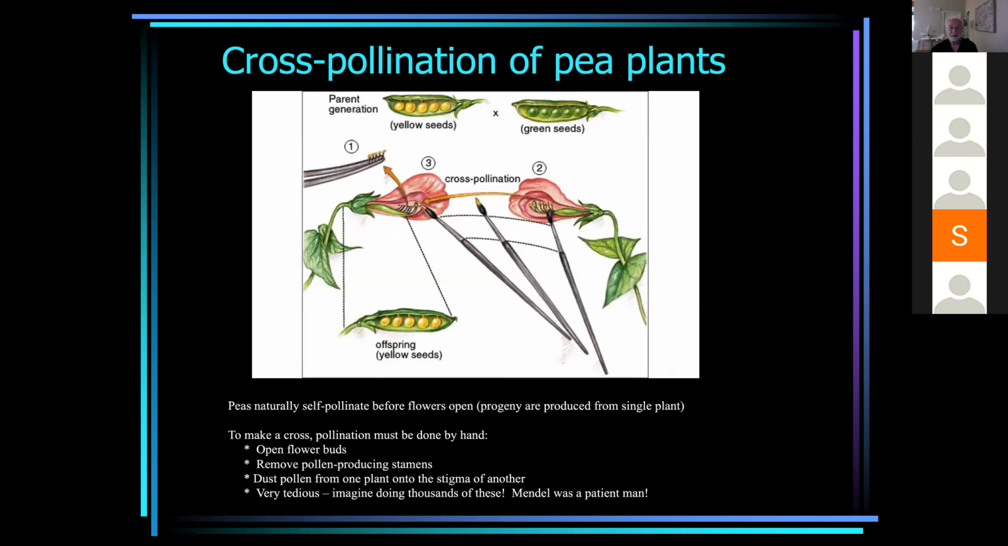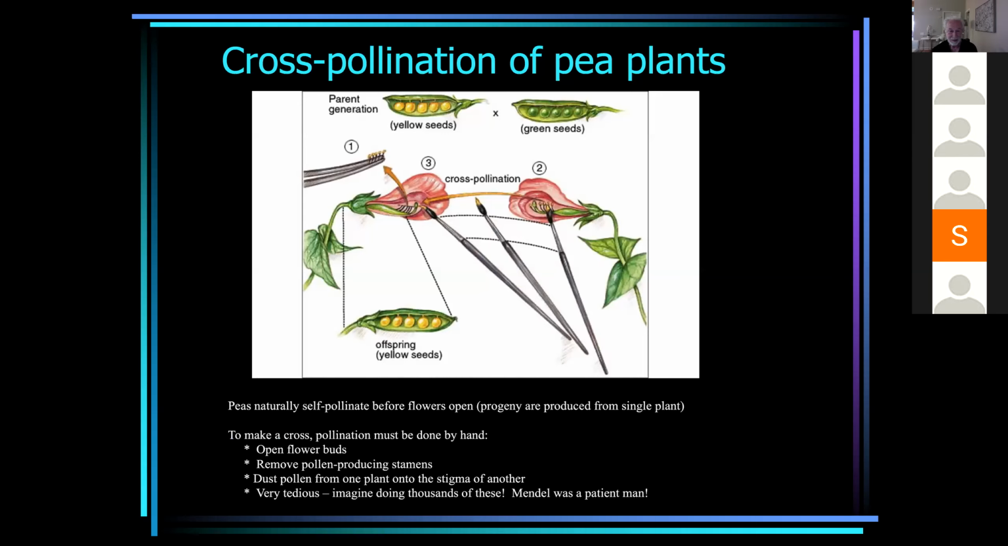So then how did he do crosses? Remember, this is a self-pollinating plant. It actually fertilizes itself before the flowers open. So what Mendel did was open the flowers before pollination occurred, take out the anthers so that the ovary could then be fertilized at a later point with pollen from a different plant.